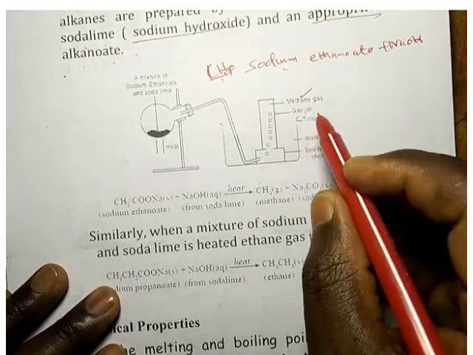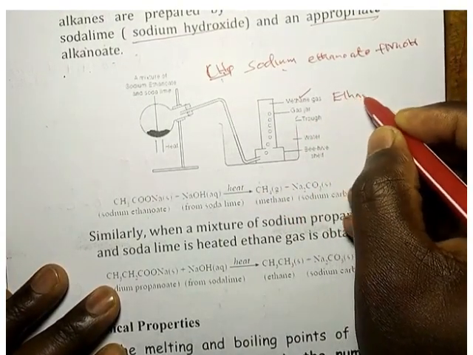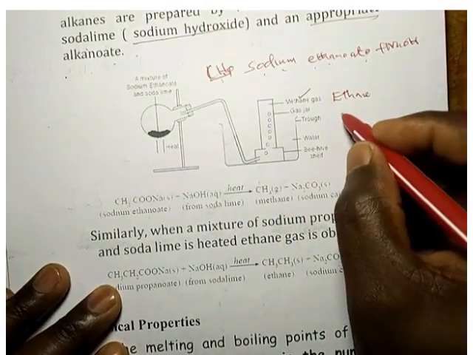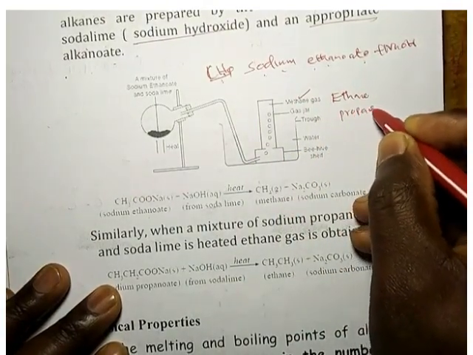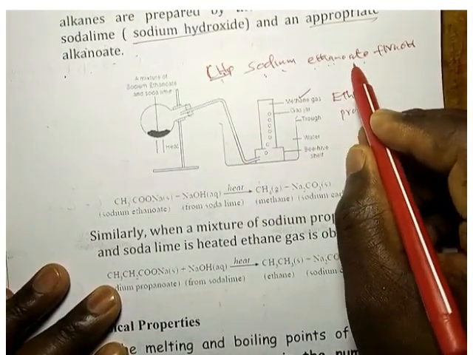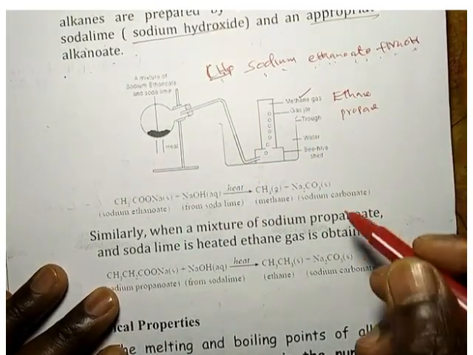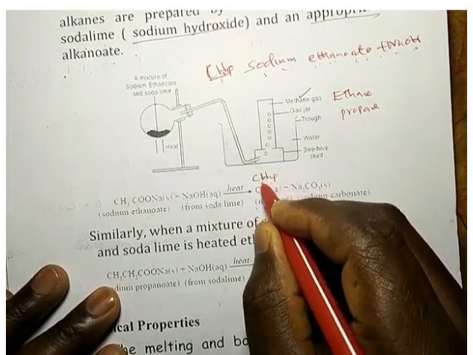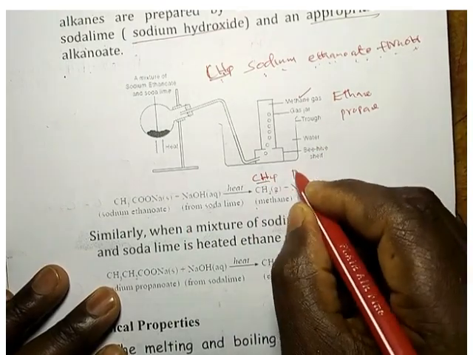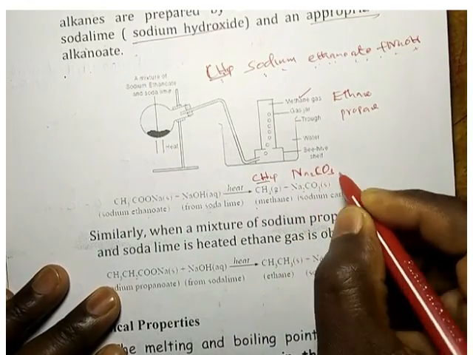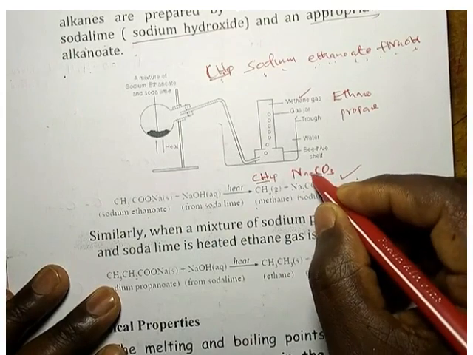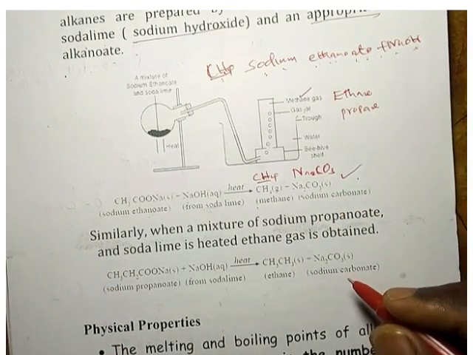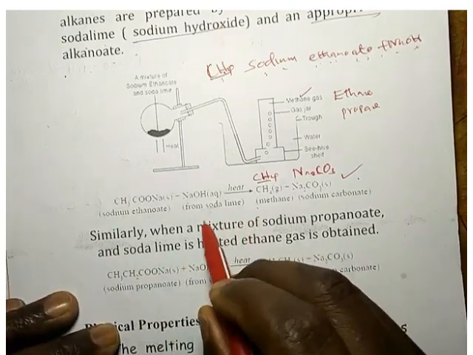In case you want to prepare ethane, you will use sodium propanoate. In case you want to prepare propane, you will use sodium butanoate plus sodium hydroxide. Alongside the gas, methane CH4, that is produced, sodium carbonate is also produced. So these are some of the things you need to know: the reagents and how to write the equation.